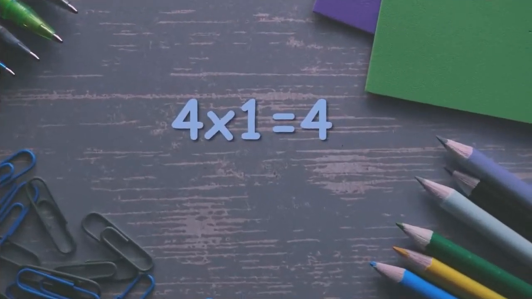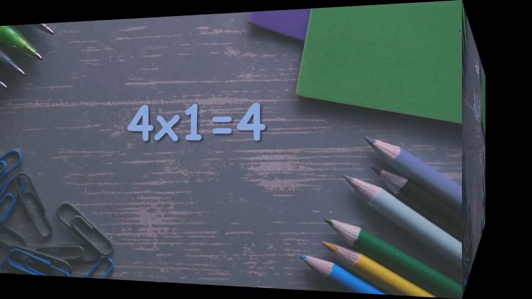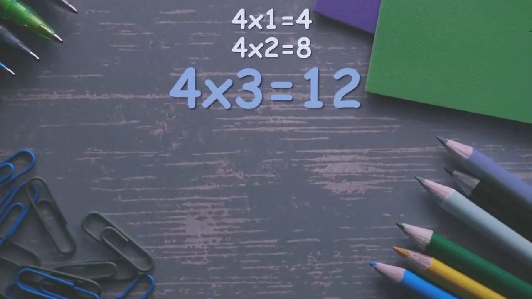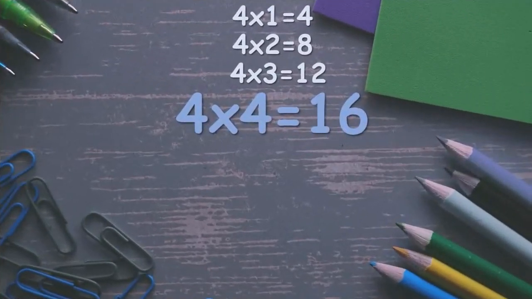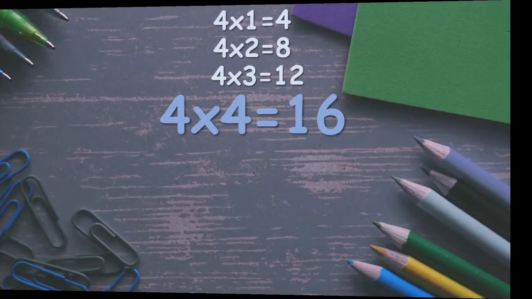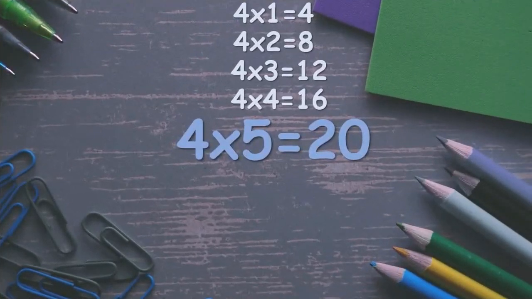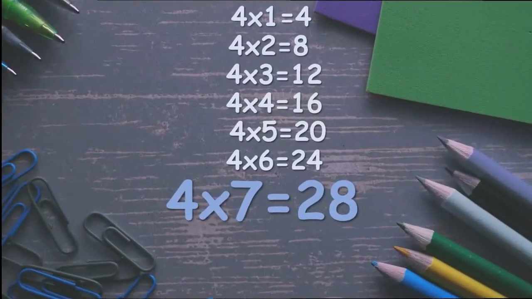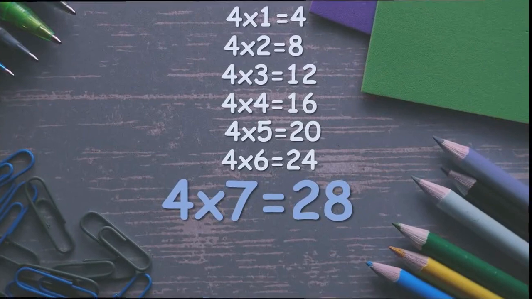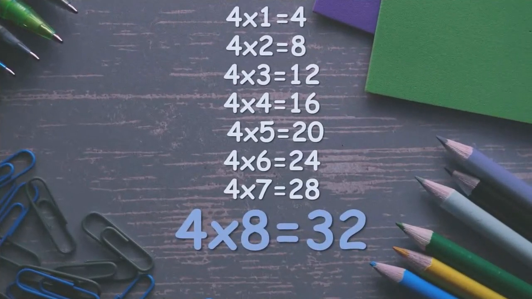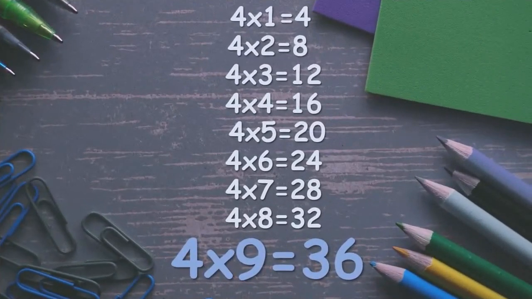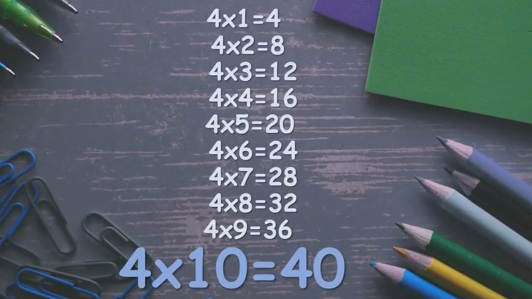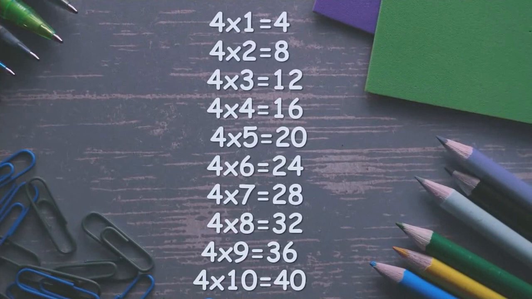Let us repeat. 4 ones are 4. 4 twos are 8. 4 threes are 12. 4 fours are 16. 4 fives are 20. 4 sixes are 24. 4 sevens are 28. 4 eights are 32. 4 nines are 36. And 4 tens are 40. So this is multiplication table of 4.